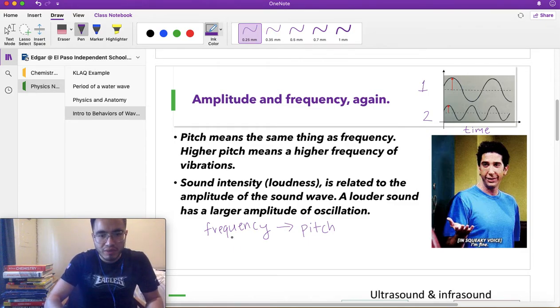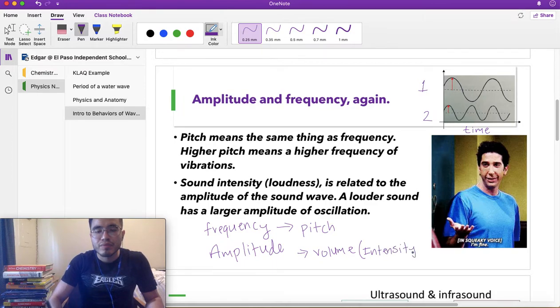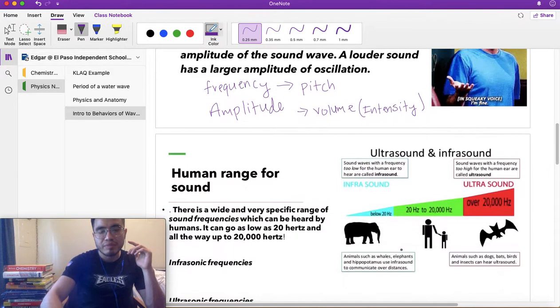So let me write it down over here. Amplitude is related to volume. Now the right term would be sound intensity, so I'm just going to write intensity. Remember, we're all physicists in physics class. So the higher the amplitude, the higher the volume, or the higher the sound intensity.